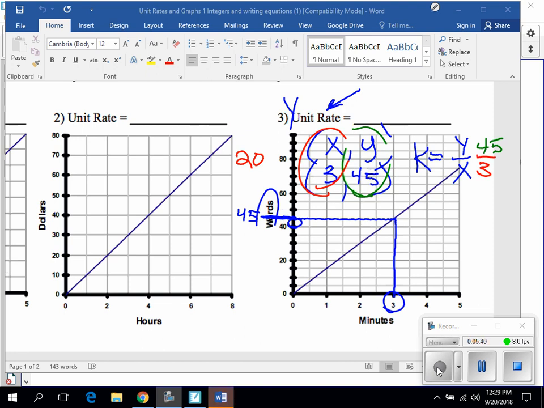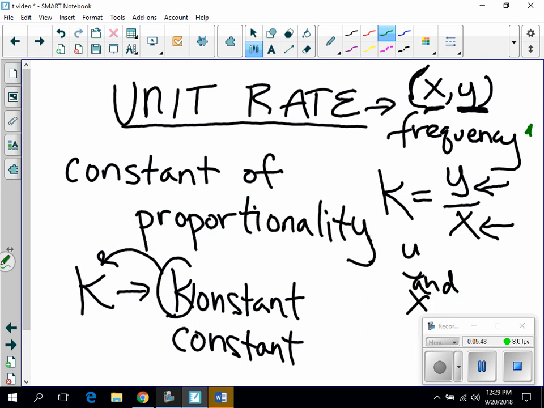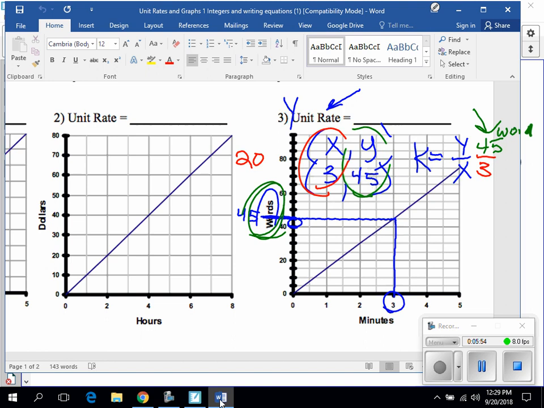And I want to remember to put in my units. So the Y value goes with the word words. Oh, whoops. Let me go back. Words. I'll write it over here so you can see it better. It's going to go off the page. And then the X value goes with the word minutes. And I hope you remember that in between, we write the word per. I think of the fraction bar as the word per. I also think of it as a division symbol. So this would be words per minute.